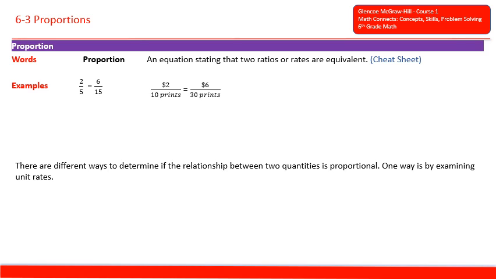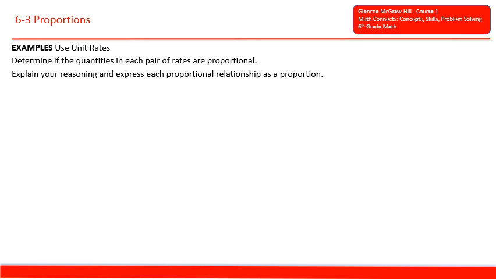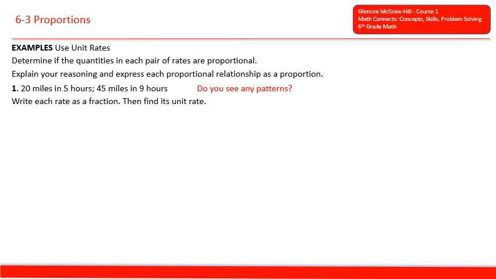There are different ways to determine if the relationship between 2 quantities is proportional. One way is by examining unit rates. Examples, use unit rates. Determine if the quantities in each pair of rates are proportional. Explain your reasoning and express each proportional relationship as a proportion. Number 1, 20 miles in 5 hours and 45 miles in 9 hours. Do you see any pattern between these 2 ratios? Write each rate as a fraction, then find its unit rate.